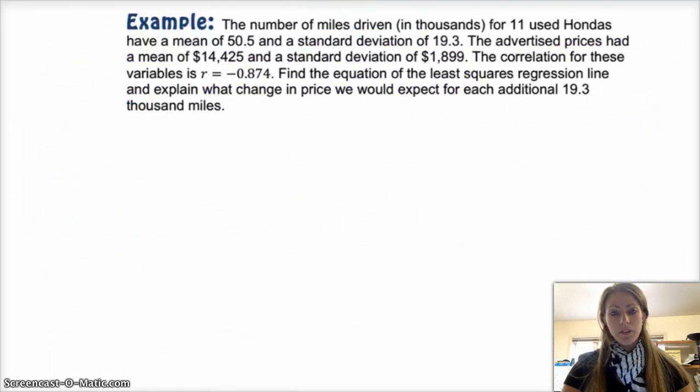Okay, so here's an example to use those formulas. The number of miles driven in thousands for 11 used Hondas has a mean of 50.5 and a standard deviation of 19.3. The advertised prices have a mean of 14,000 and a standard deviation of 1900. The correlation for these variables is r equals 0.874. Find the equation of the least squares regression line and explain what change in price we'd expect for an additional 19.3 thousand miles. Go ahead, pause, try it, and then I will go.